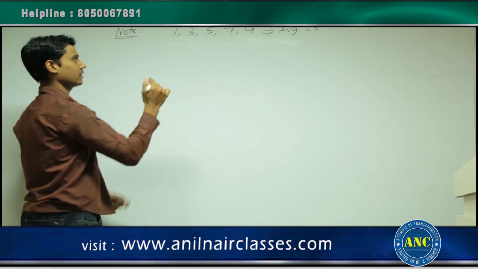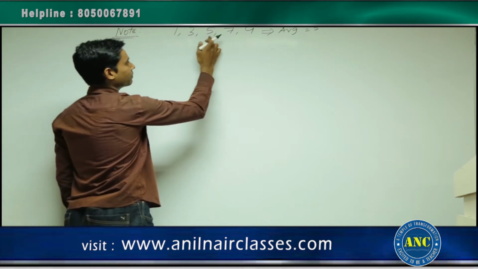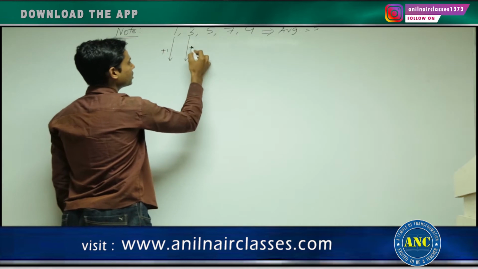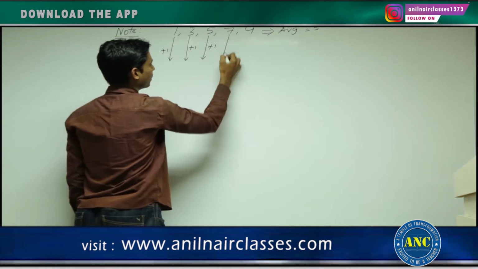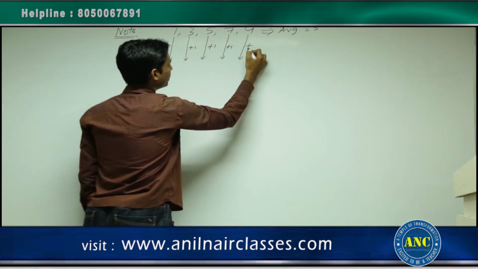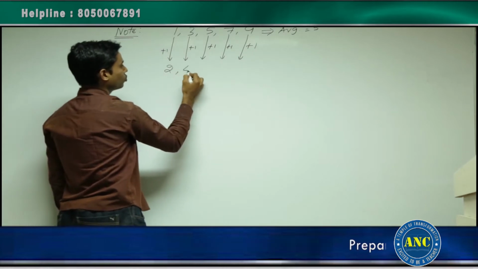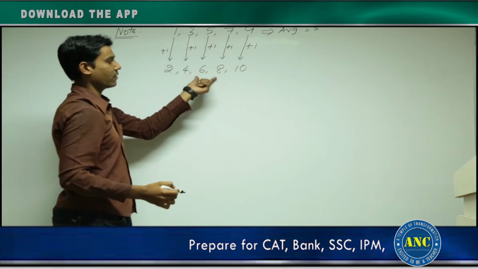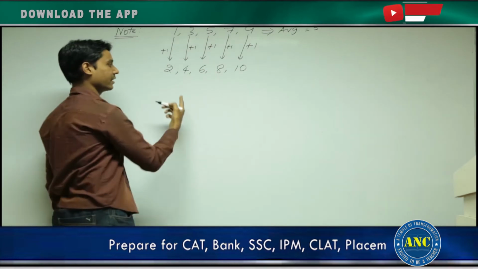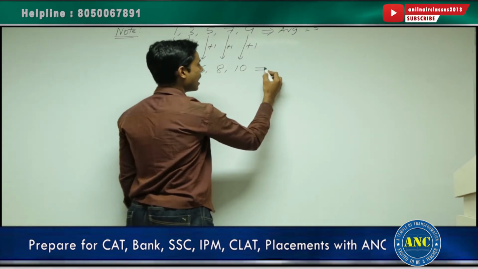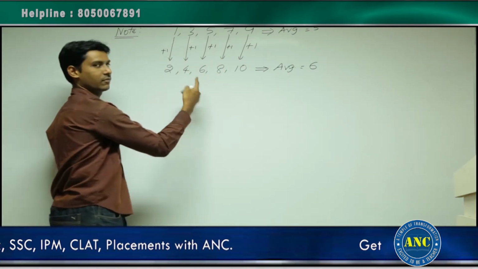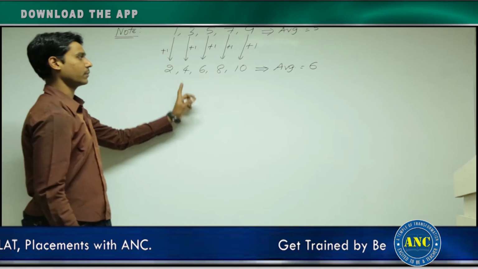Now, each term in the given series I will increase by 1. Then a new series is formed. It becomes 2, 4, 6, 8, 10. What is the average of this new series? The average of this new series is 6. 6 is the middle value, right? Because it is also in arithmetic progression.